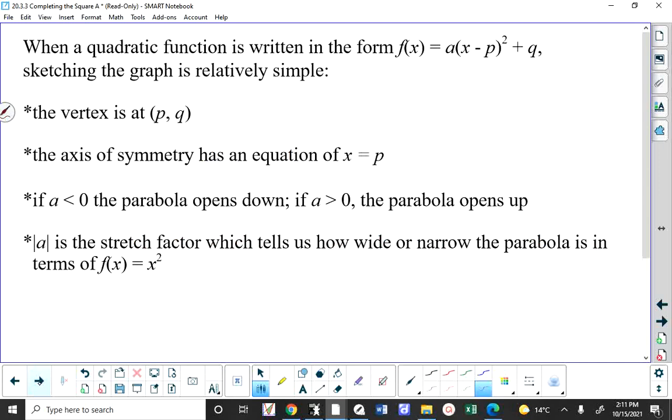So just a quick review here, and the format of this may look different than your note package. I haven't had time today to make this perfect. But when a quadratic function is written in the form that we call the vertex form, we know almost everything about the graph. The vertex is at p comma q. The axis of symmetry is x equals p. The parabola opens down when a is negative, up when a is positive. And there's this stretch factor, which I've said numerous times I don't really care too much about in this course, but it's going to become more important next year.